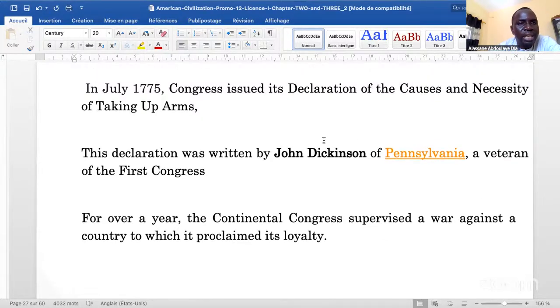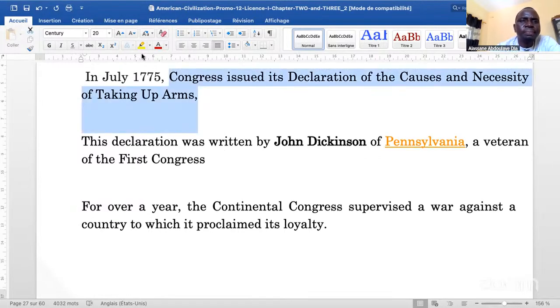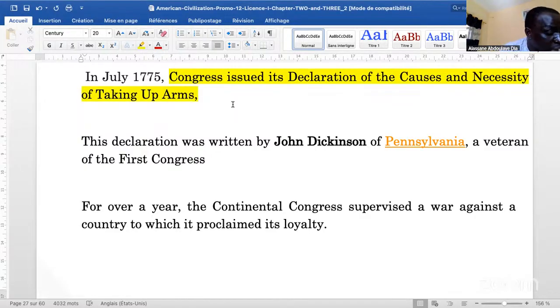So in July 1775, Congress issued a declaration of the causes and necessity of taking arms. What does it mean? Here, the Congress showed why they needed to take arms. Now they have an army. They are going to react, to resist. They have written a declaration to show the causes, the reasons, the motivation why they have the necessity to take arms. They are going to justify themselves.